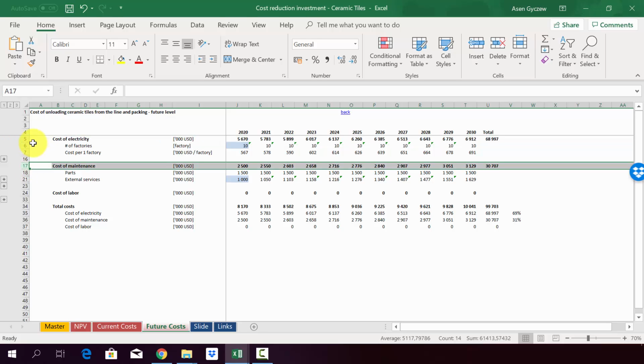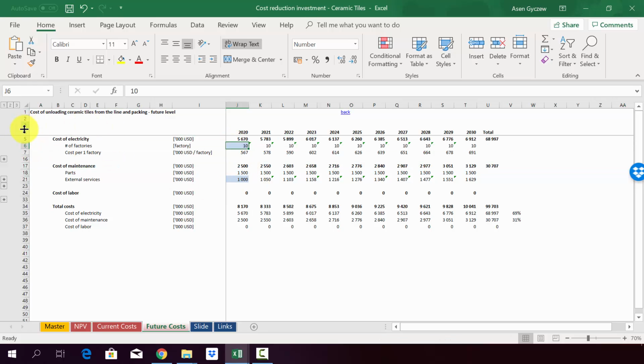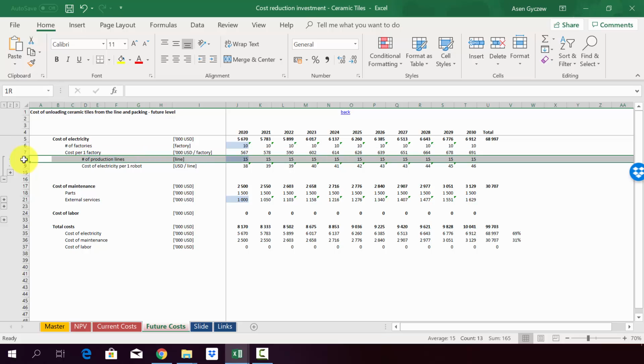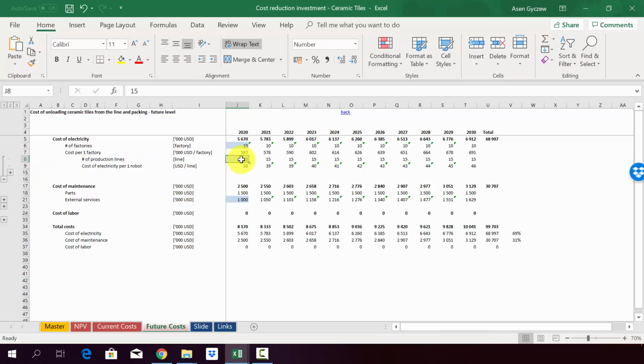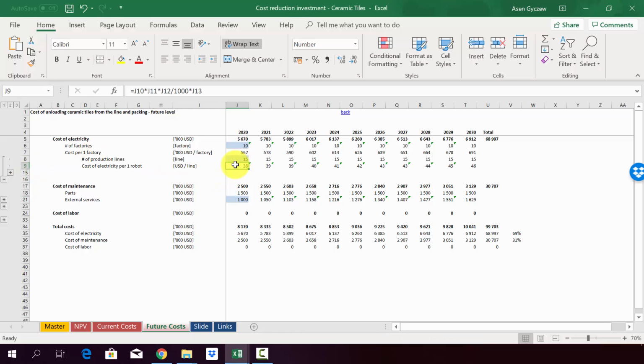Now, how did we calculate each one of them? When it comes to cost of electricity, we have the number of factories, which is 10. And then we calculated the cost per one factory, which depends on the following factors. So we've got the number of production lines, which is 15, and then we have a certain calculated cost per one line, where we put one robot, which is 38,000.